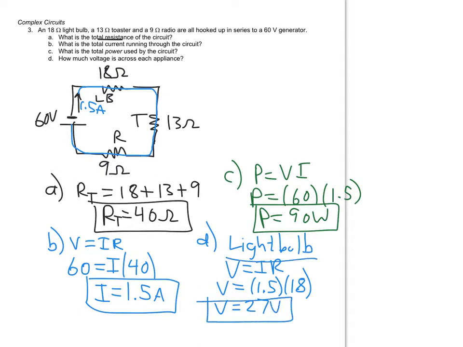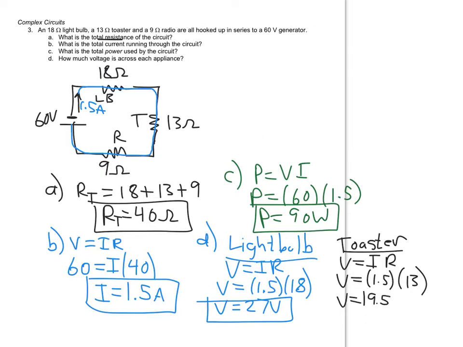We can then move on to our next appliance, which is the toaster. For the toaster, same thing, we're using Ohm's law. Our voltage is just going to be 1.5, which is our current, times our resistance, which is 13 ohms. And so we end up getting a voltage there of 19.5 volts through the toaster.